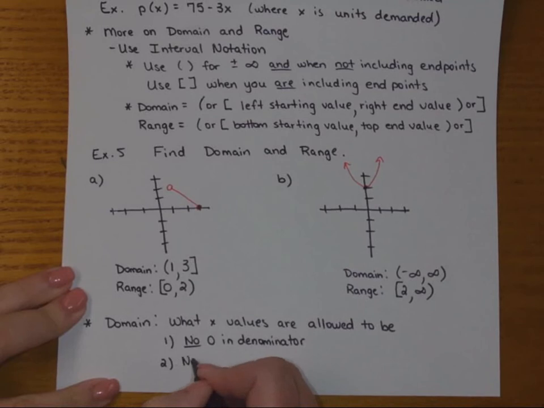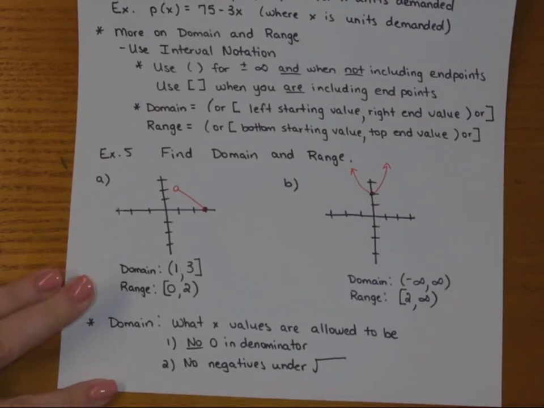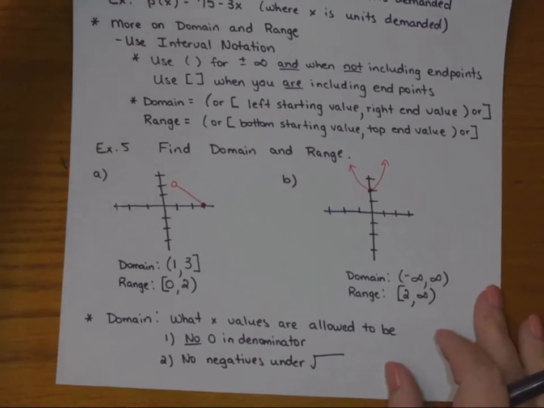And the second thing is we shouldn't have negatives under a square root. Negatives under a square root mean that we have imaginary solutions, but traditionally, when we're talking about what x can be, it shouldn't give us an imaginary answer.